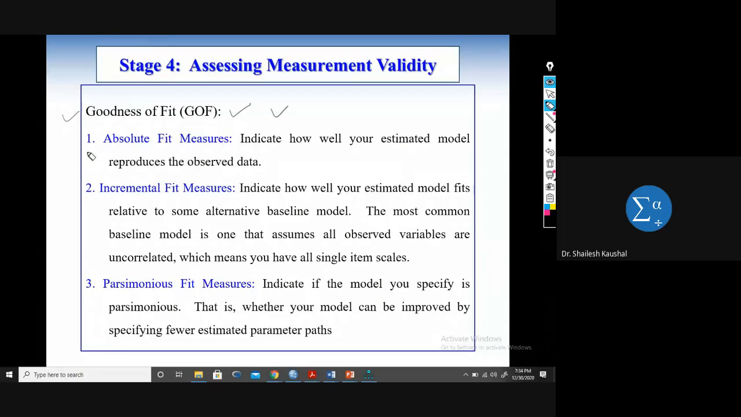There are 3 types: absolute fit indices, incremental fit indices, and parsimonious fit indices. And all the values should be greater than 0.95. If all the values are greater than 0.95, then we can say our model is good.